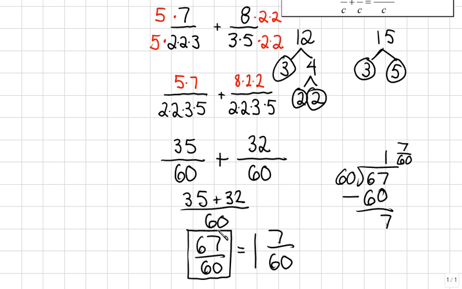So our answer as an improper fraction is 67 over 60, and our mixed number would be 1 and 7/60. This is our final answer.